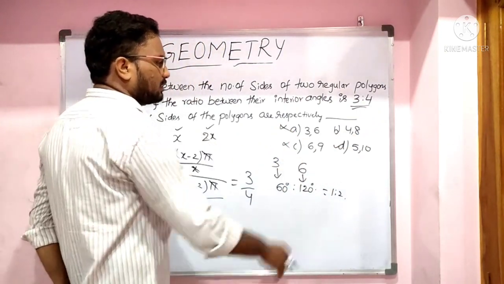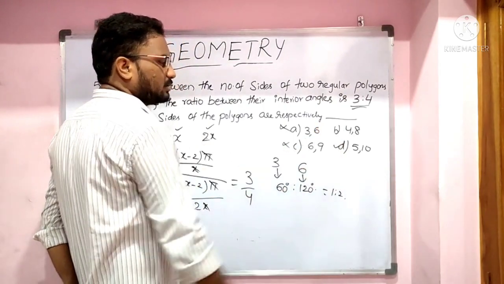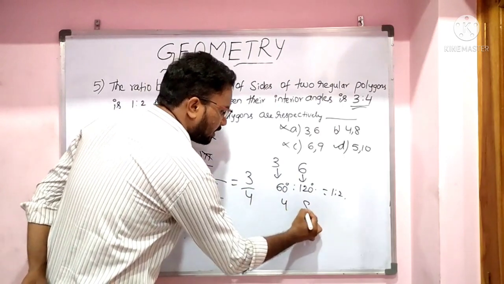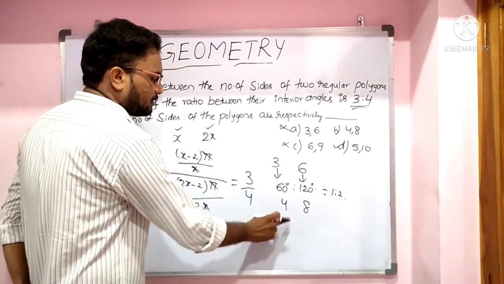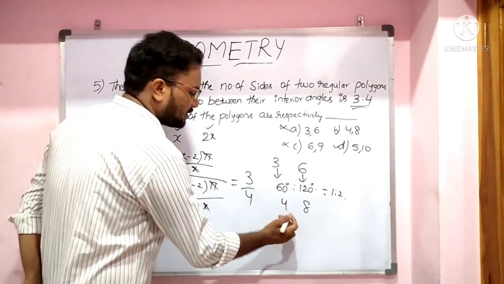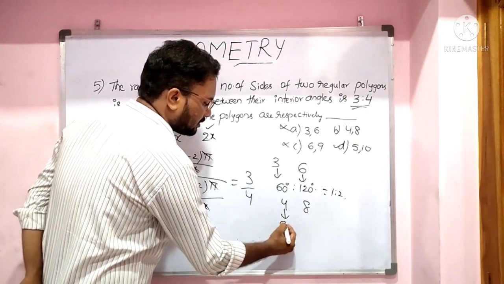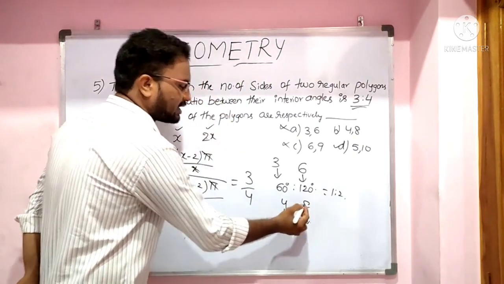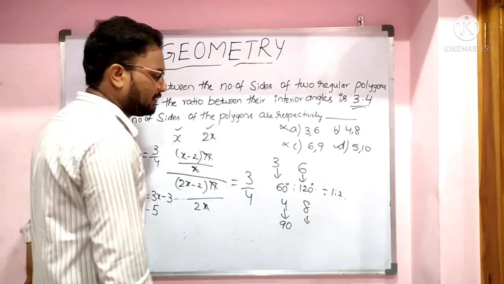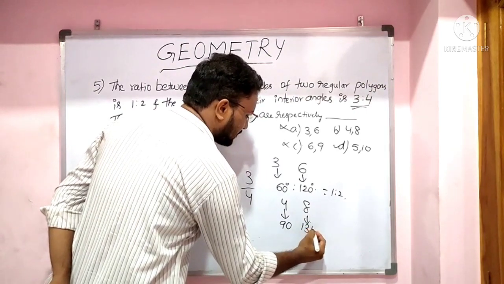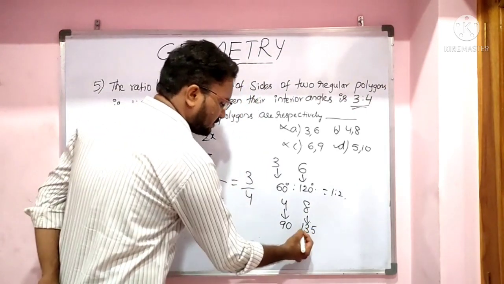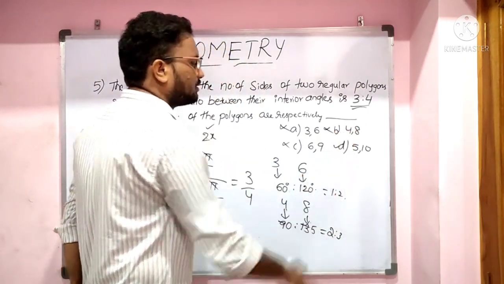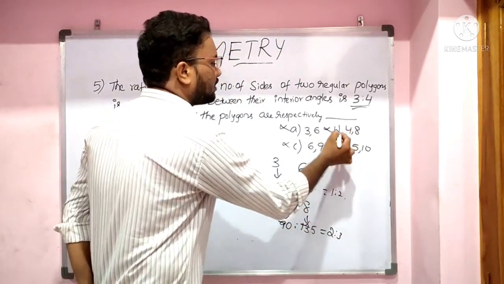Now observe 4 and 8. The number of sides is 4, so each exterior angle will be 90, so each interior angle will also be 90. For 8 sides, each exterior angle will be 360 by 8, 45, so each interior angle will be 135. So 90 is to 135, that equals 2:3, so this is also eliminated. So finally we have only one option, so this is the answer.